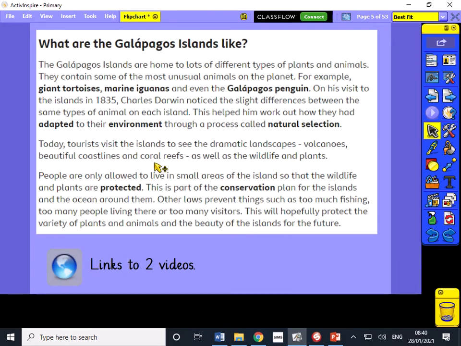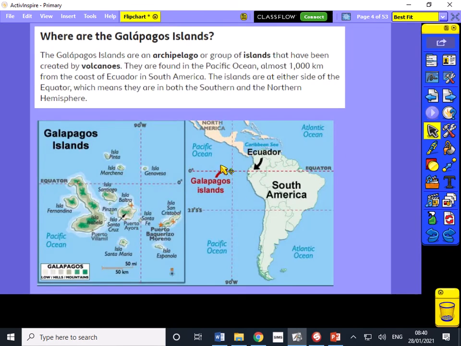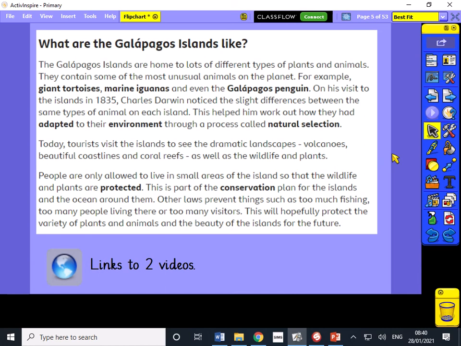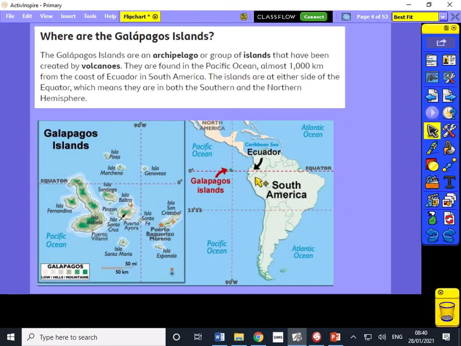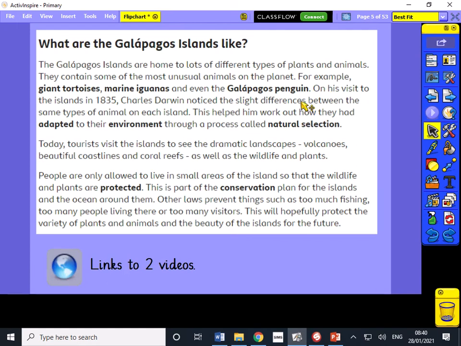So the islands, obviously being very far away from land and separate from each other, life on the islands has evolved in a very different way to the mainland. The Galapagos Islands are home to lots of different types of plants and animals that are similar between islands but different. Three of the species are giant tortoises, marine iguanas, and Galapagos penguins. Usually we associate penguins much further south. These penguins live on the equator.